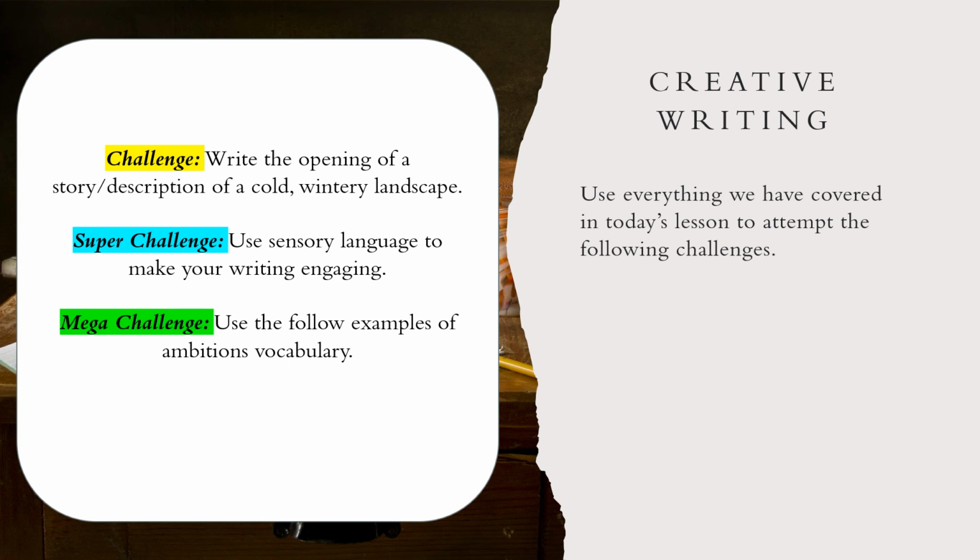The mega challenge. Use the following examples of ambitious vocabulary. So as we know from our previous lessons, in order to get a really high mark, we have to think about our word choice. We need to think about the adjectives that we're using in our writing. So the ones that we've been thinking about the last few lessons are things like peril, malice, and fury. Now we have looked at those in previous lessons. If you're not too sure what we mean by them, please feel free to go away, look them up, use a dictionary or even your phones to try and figure out the definitions of them.